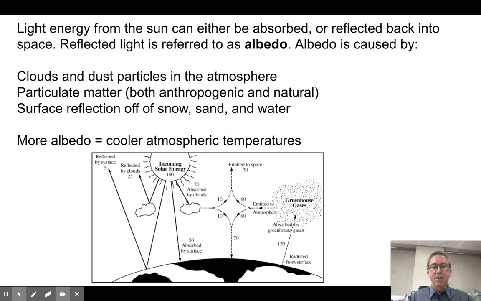Now, one of the things you're going to be asked to be able to analyze on your test in May is the energy budget diagram, and they can be a little bit tricky.